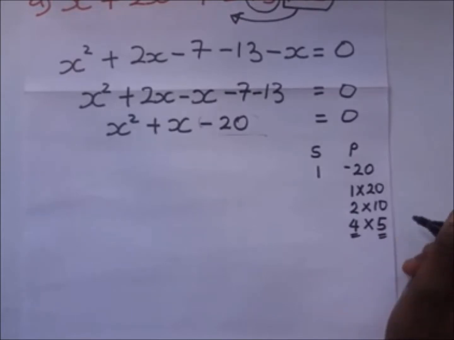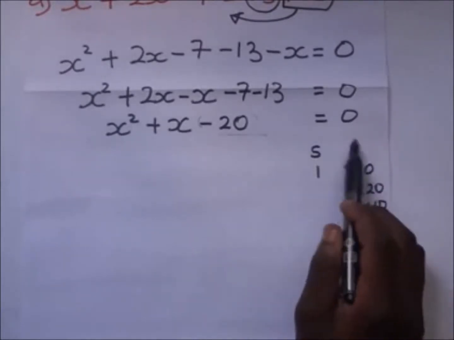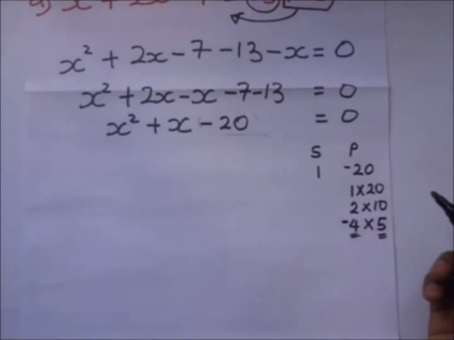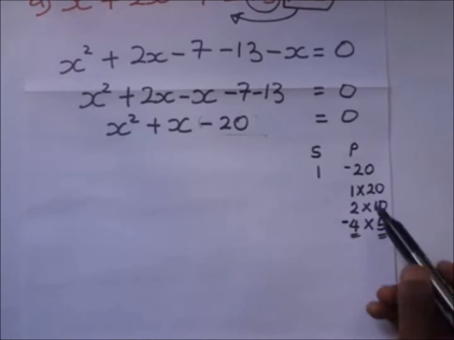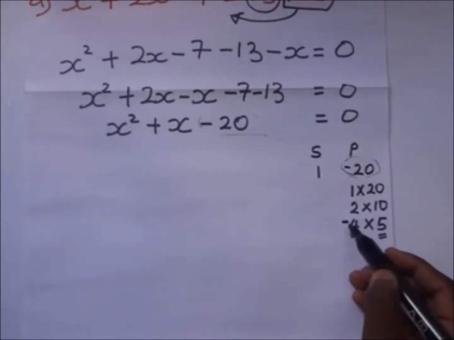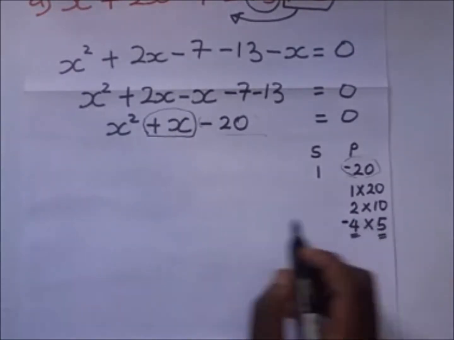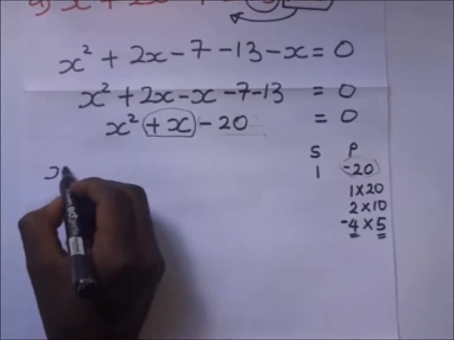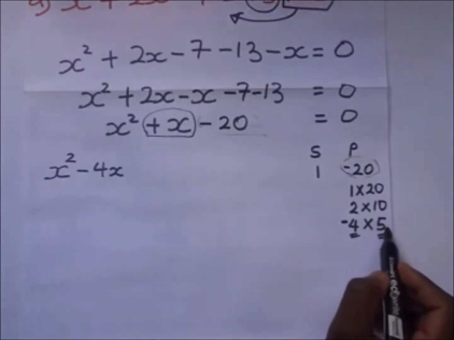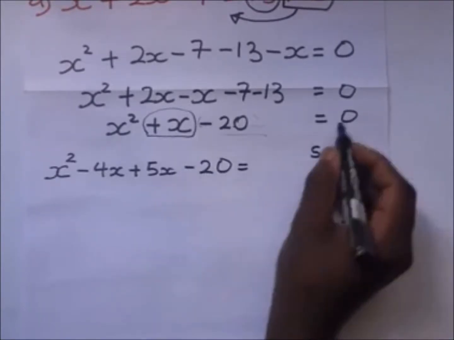Now, if you look at 4 and 5, they can be used. We can manipulate these two numbers to fit this condition. How do we manipulate them? Now, if we made 4 a negative, we know that negative 4 times 5 will give us negative 20. Negative 4 plus 5 will give us a sum of 1. So we shall go with negative 4 and 5. And we use them to replace this middle term. So our next step is going to be x squared minus 4x plus 5x, because this is positive 5. So it's plus 5x minus 20 is equal to 0.